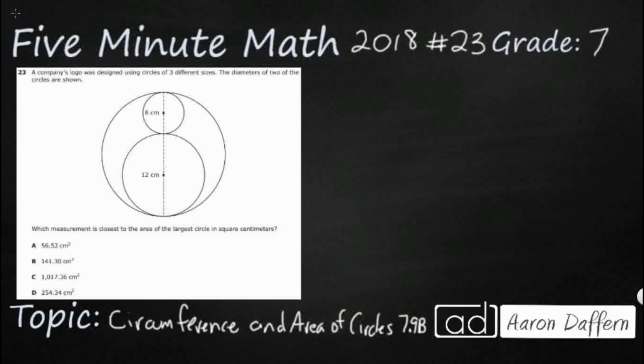Today we are looking at the 7th grade concept of circumference and area of circles. This is standard 7.9b in the great state of Texas, and we are using item number 23 off the 2018 released STAAR test. If you have not done so already, please go ahead and take a moment to pause the video, work this problem out on your own, unpause it, and we will look at our answers together.